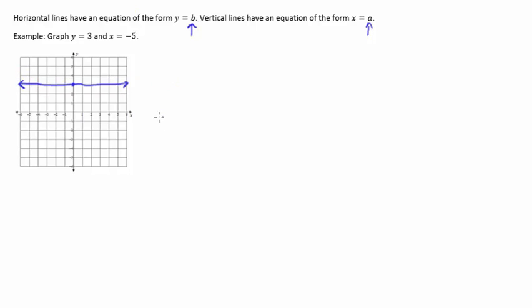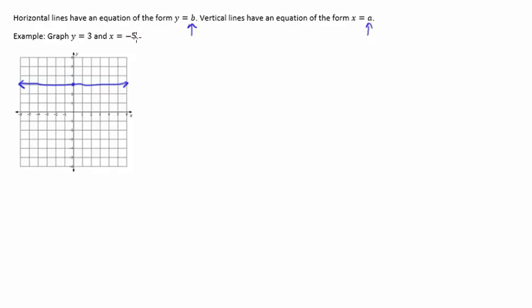What we're saying when we say y equals 3 is that no matter what x value we have, we should have a graph that goes through 3 for y. So even if x is 4, y is 3. X is 1, y is 3. X is negative 4, y is 3.